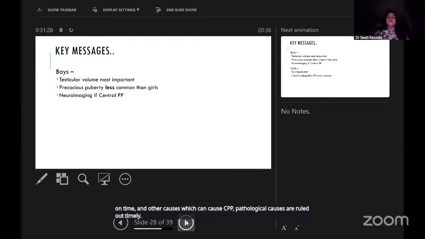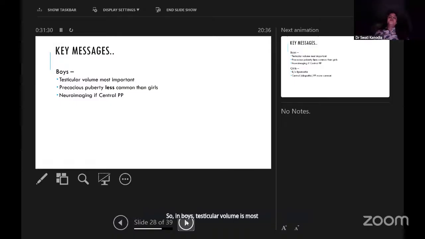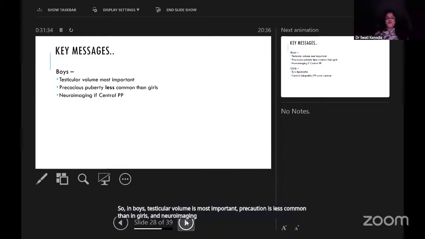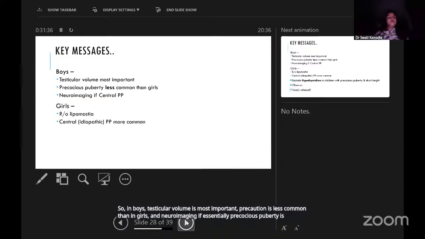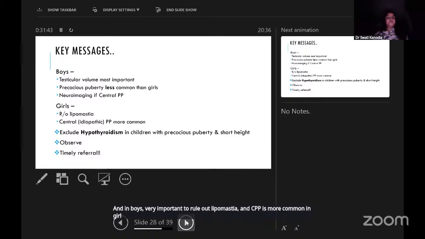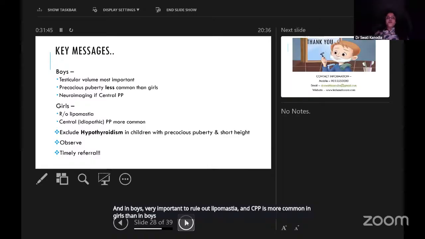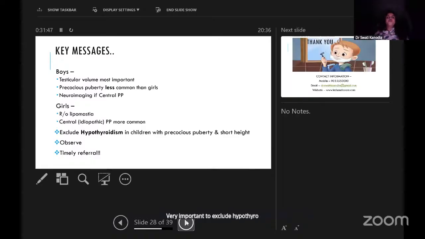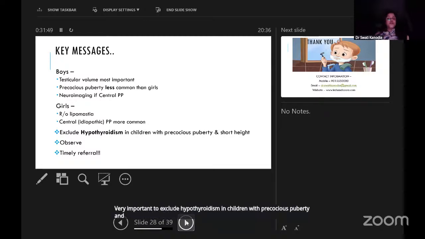So in boys, testicular volume is most important. Precocious puberty is less common than in girls, and neuroimaging is needed if central precocious puberty is present. And in boys, it is very important to rule out lipomastia, and CPP is more common in girls than in boys. Very important to exclude hypothyroidism in children with precocious puberty and short height. So short, fat child with precocious puberty, please rule out hypothyroidism.